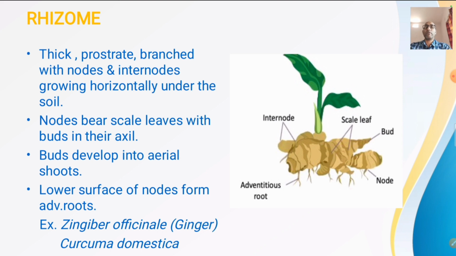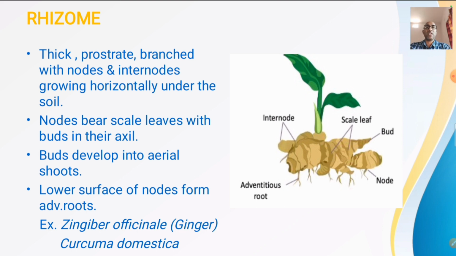First come to rhizome. Well, rhizome is a thick, prostrate, branched stem with nodes and internodes. You know it is a stem, so it must be having nodes and internodes. It grows horizontally under the soil. Okay. Now these nodes bear scale leaves with buds in their axils. You can see in this picture, here nodes are found, internodes are found, and in the nodal region scale leaves are present. Okay. Buds develop into aerial shoots.